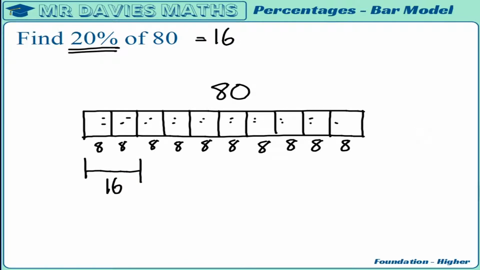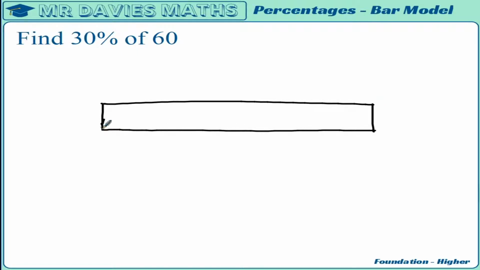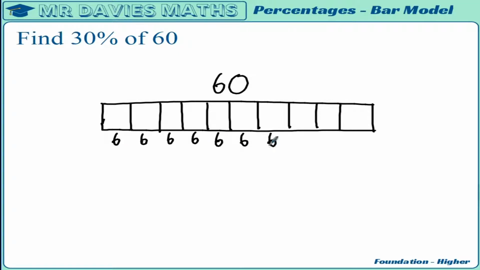Next question. This time I need 30% of 60. So again, I'm going to start off with my long rectangle, my bar. I'm going to chop it into 10 parts. I've got 60 as my total this time, and if I share that into 10 parts, 60 divided by 10 is 6 in each bar. This time I need 30%, so that's only 3 of the boxes. So I need to add 6, 6, and 6 all together, which will make a total of 18. So my answer is 18.